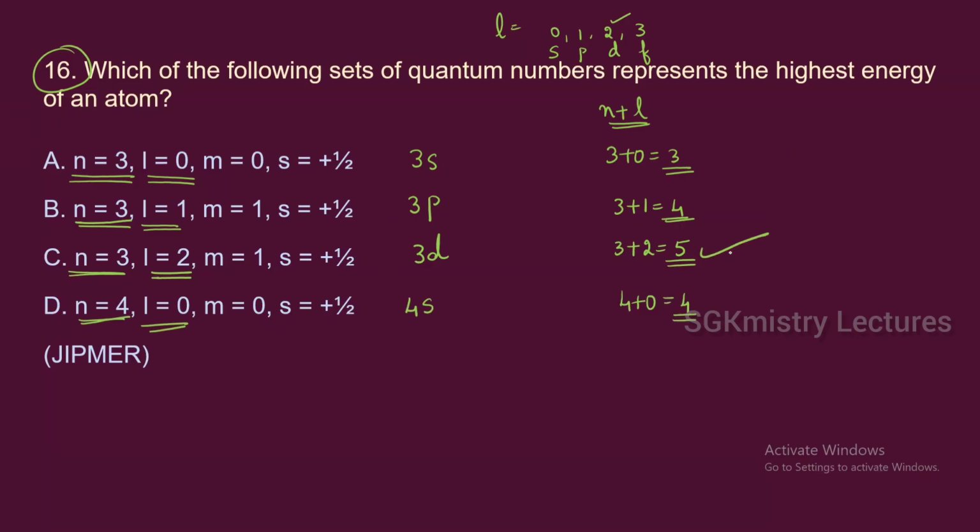So it is very clear that here the N plus L value is highest, that is 5. We also know that comparing 3d and 4s, 3d has a higher energy. So we have option C as the right answer.